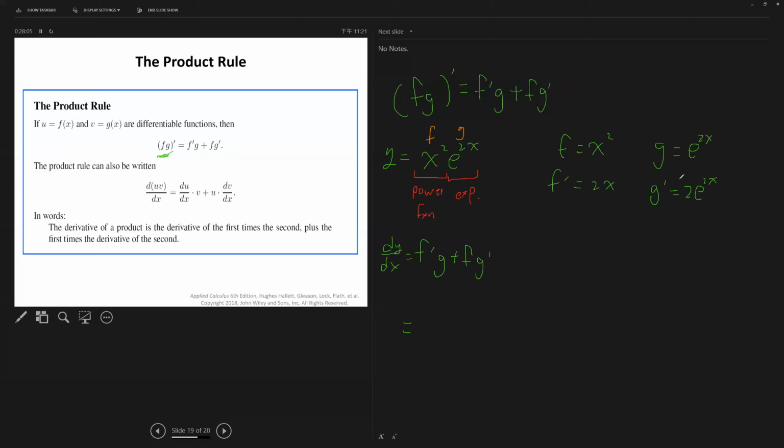And all we need to do is put everything together in here. f prime times g, that's 2x times e to the 2x, plus f g prime, so x squared times 2 e to the 2x, so 2x squared e to the 2x. Okay, and that's it.